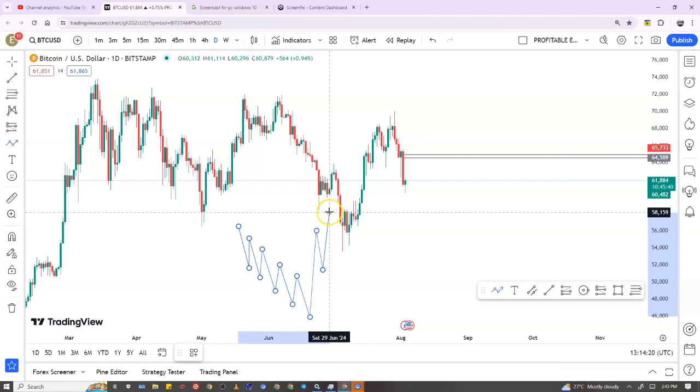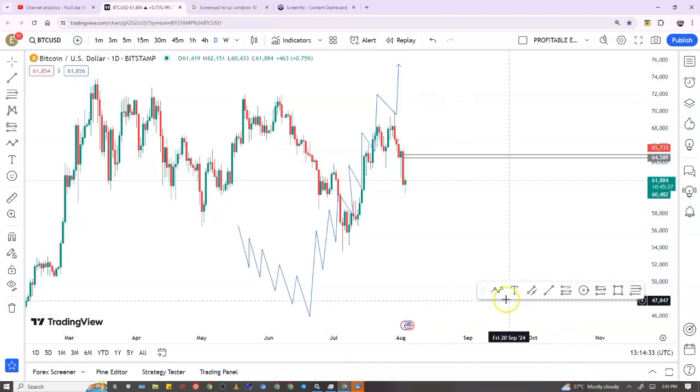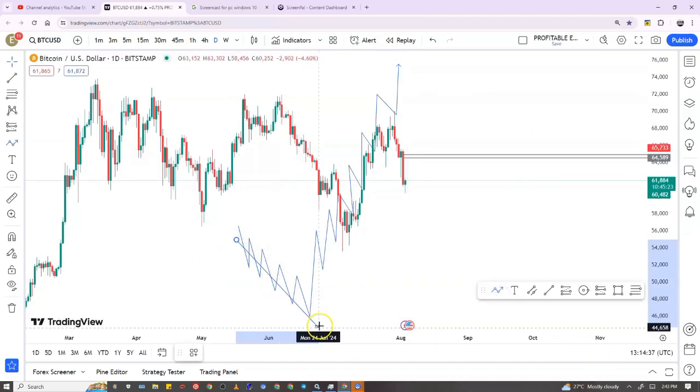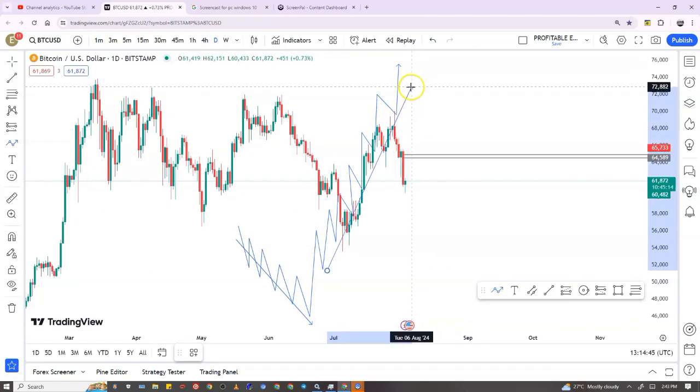And what we have here is higher low, higher high, higher low, higher high, and so on. So what did you see here? You can see the market was in a downtrend before, and then the market changed character and pushed to the upside. So we are now in an uptrend.